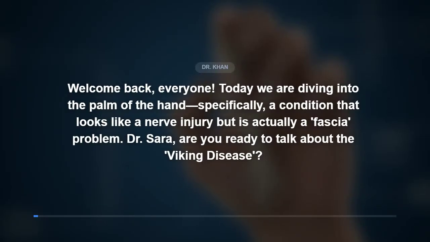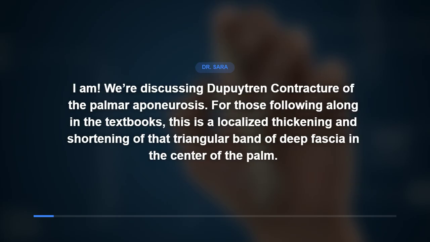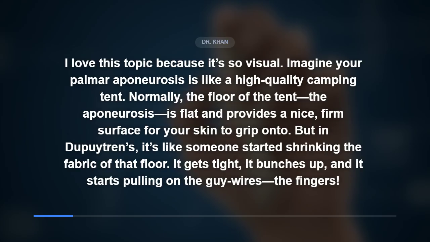Welcome back, everyone. Today we are diving into the palm of the hand, specifically a condition that looks like a nerve injury but is actually a fascia problem. Dr. Sarah, are you ready to talk about the Viking disease? I am. We're discussing Dupuytren's contracture of the Palmar Aponeurosis. For those following along in the textbooks, this is a localized thickening and shortening of that triangular band of deep fascia in the center of the palm.